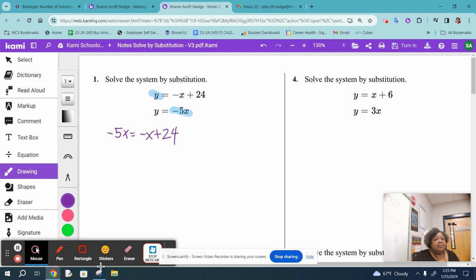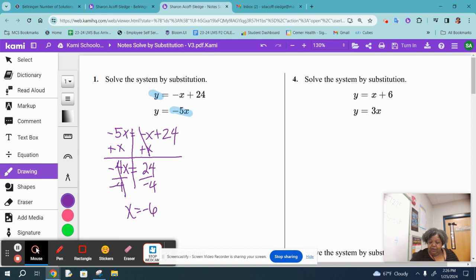Now this side is by itself, so leave it alone. Don't add 5x to each side of your line. Add x, move it from over there. That cancels out. Negative 5x plus x is negative 4x. And then bring down my 24. And then I got a one-stepper. I'm going to divide both sides by negative 4, and x is equal to negative 6.